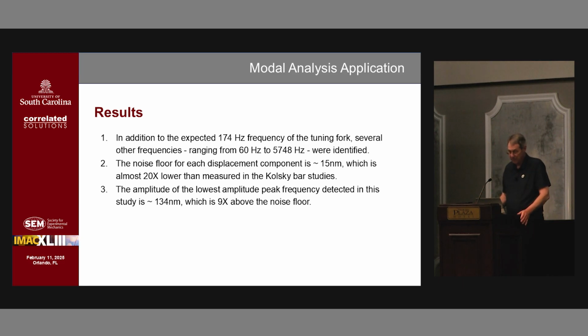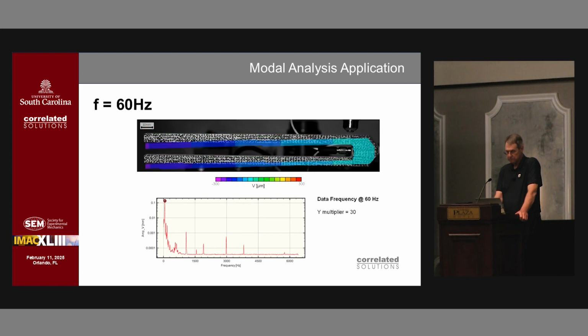In this case, the lowest amplitude peak we're going to see is 134 nanometers, and this floor is 9 times lower. So you can pick up very small amplitude vibrations with DIC if you know what you're doing.